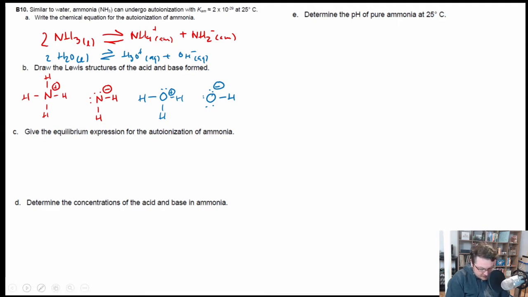The next thing is to give the equilibrium expression for the autoionization of ammonia. We know that liquids aren't part of the equilibrium expressions, but things that are dissolved in liquids are part of the equilibrium expression. For anything that's water-based, it's always everything that's aqueous. But if you have things dissolved in ammonia, those are going to be the things you have right there.